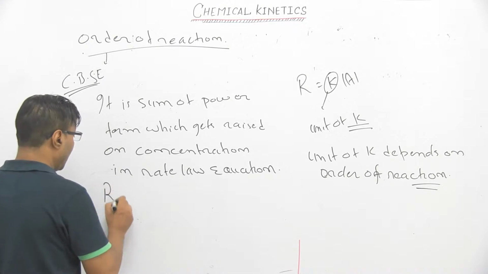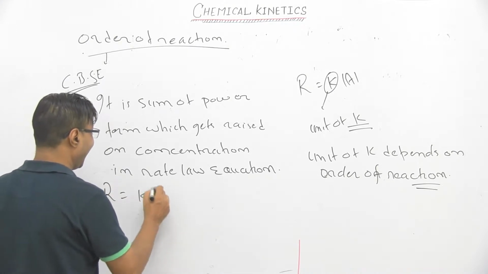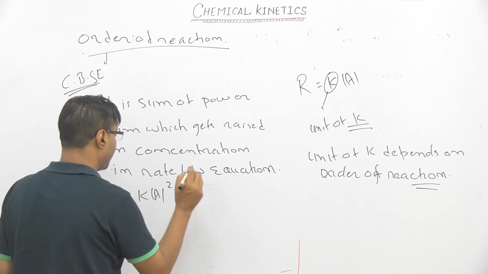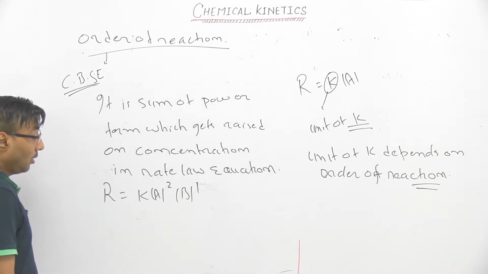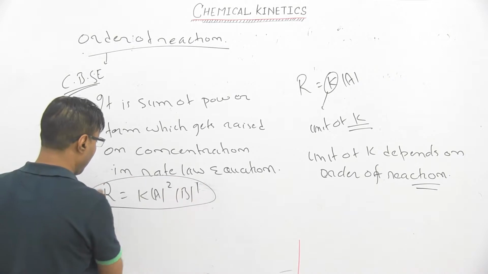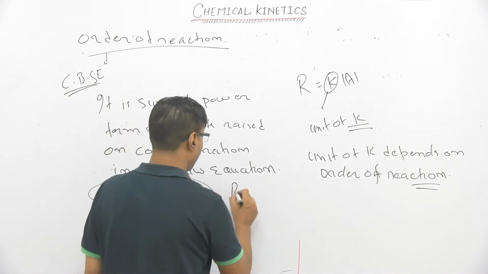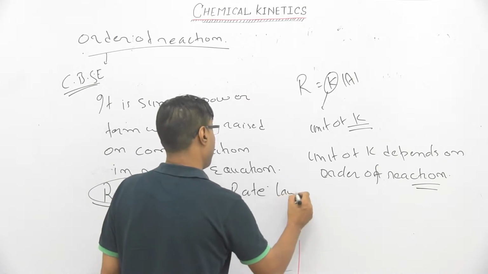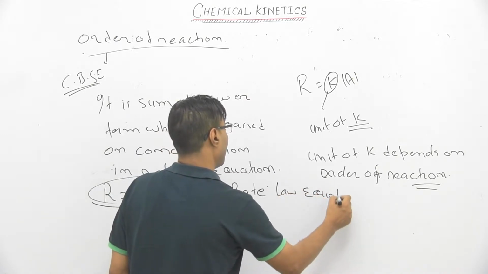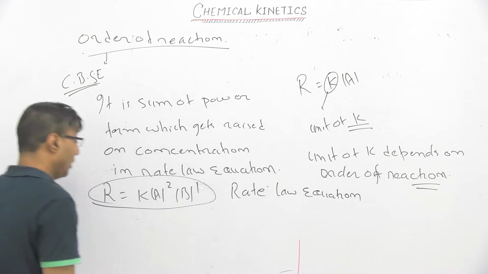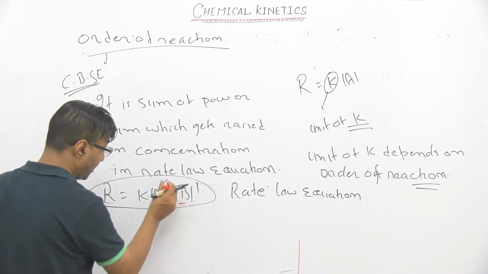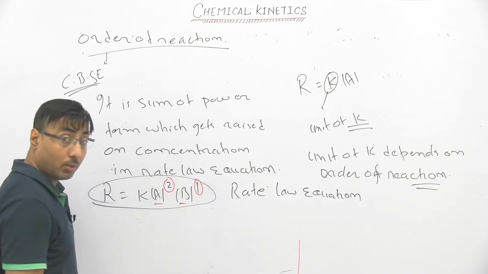So in simple words, it is written R is equal to K A raised to power 2, B raised to power 1. So this is the rate equation, or rate law. And this A and B is the concentration, and 2 and 1 are the power terms.